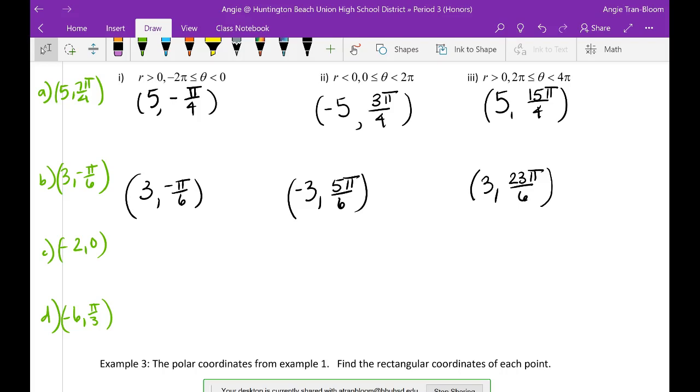That sounds right. Wait, which one? Okay. Negative pi, and then you add 2. Oh, you can just keep it at 0. Okay. And then for D, it's to be greater than.